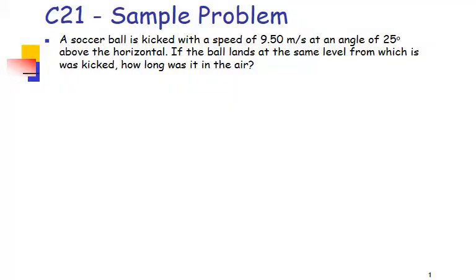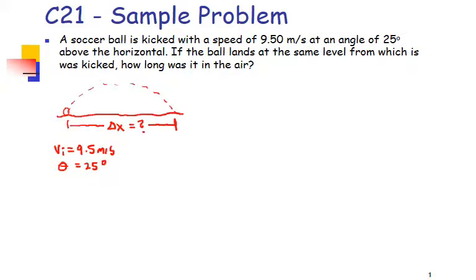So let's take a look at an example here. This is C21. A soccer ball is kicked with a speed of 9.5 meters per second at an angle of 25 degrees, and the ball lands at the same level from which it was kicked. We want to find out how long the ball was in the air.